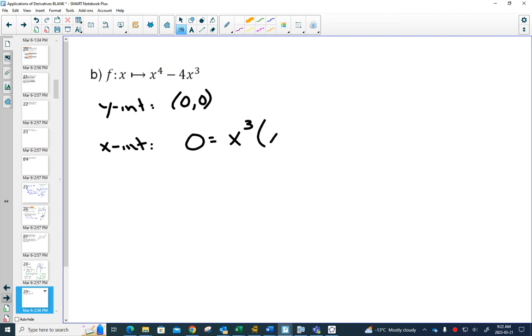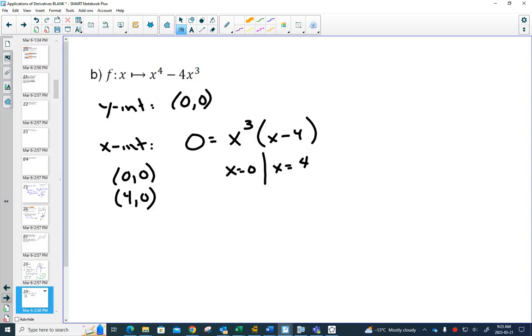I'm going to factor out a common factor of x cubed, and so I would get x-intercepts at 0, 0, and 4, 0. I wouldn't have had to write 0, 0 again, because I already wrote it down as a y-intercept, but just to list it there, we have an x-intercept at 0, 0, and 4, 0. So this is preliminary stuff from previous years. If we can find x-intercepts, in this one we could, great. If you can find y-intercepts, they're always fairly easy to do, perfect. Look for asymptotes, and then we'll get into our derivatives.